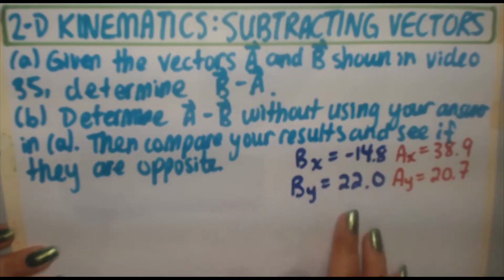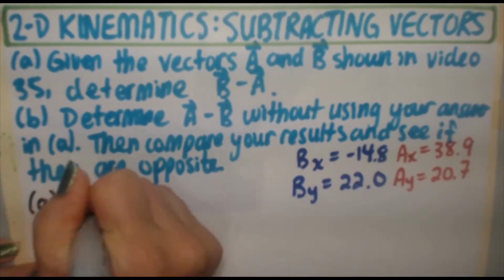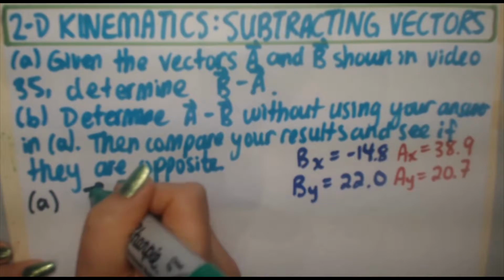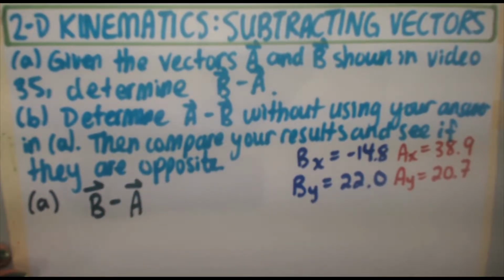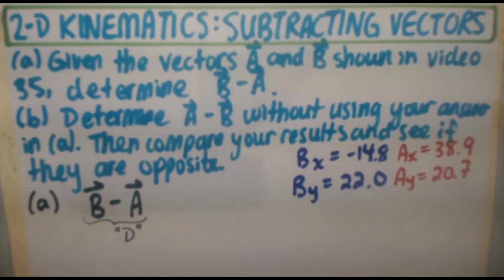So we've got our vector components here, and we are charged with finding B minus A. The way you want to think of this is when you subtract two vectors, your answer is going to be a vector. Let's say we call that new vector D. I'm not actually going to follow through with calling it D for the rest of the problem, but this is just an example. B minus A is just another vector. You can call it whatever you want.